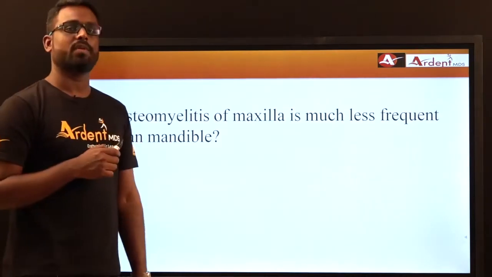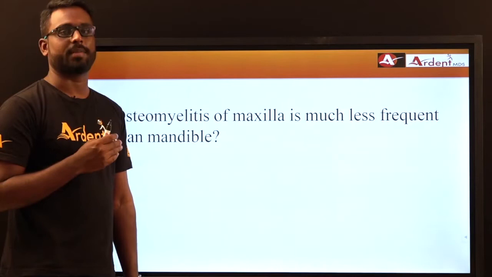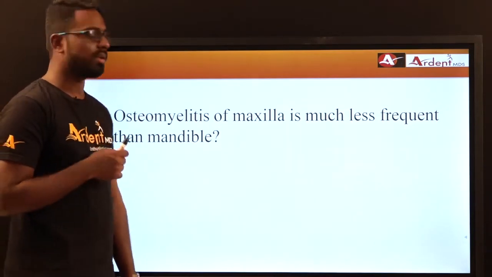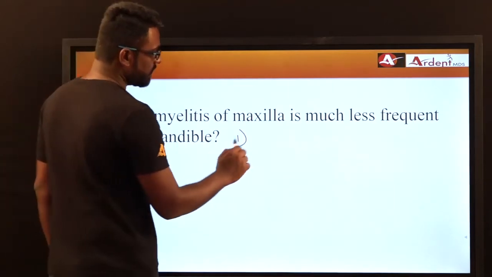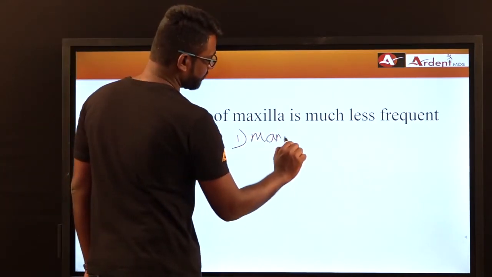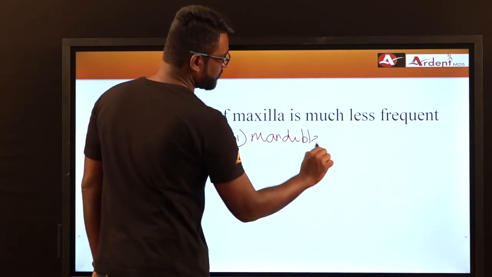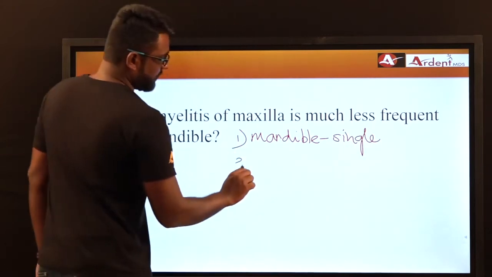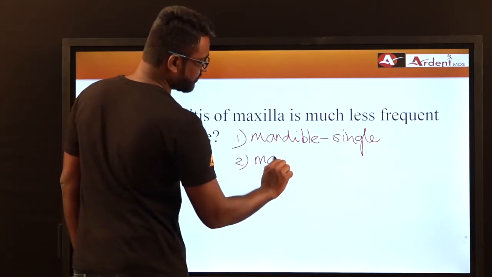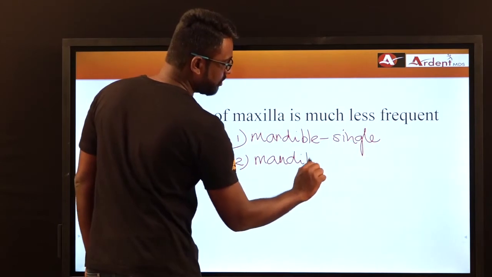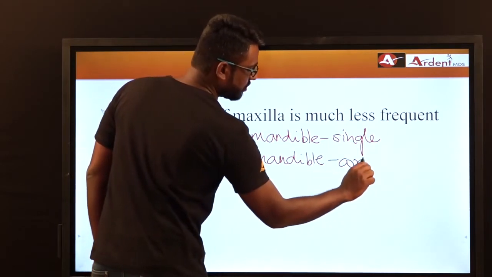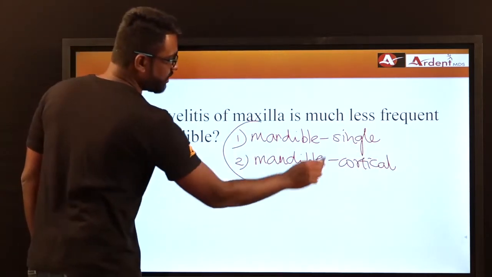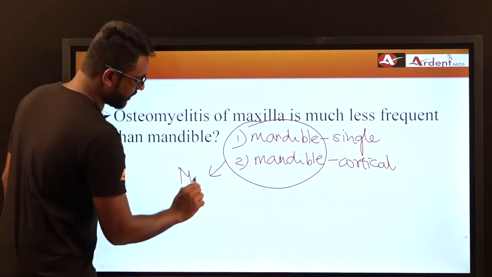So next we will see why osteomyelitis is more commonly seen in the mandible, and not less commonly seen in the maxilla. That is because the mandible has only a single supply and mainly cortical bone. So these are all the reasons why the mandible is most commonly affected in osteomyelitis.